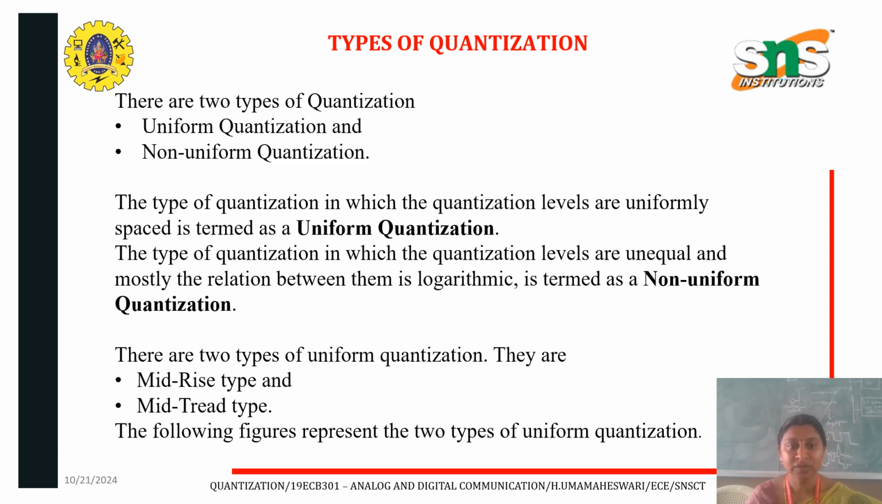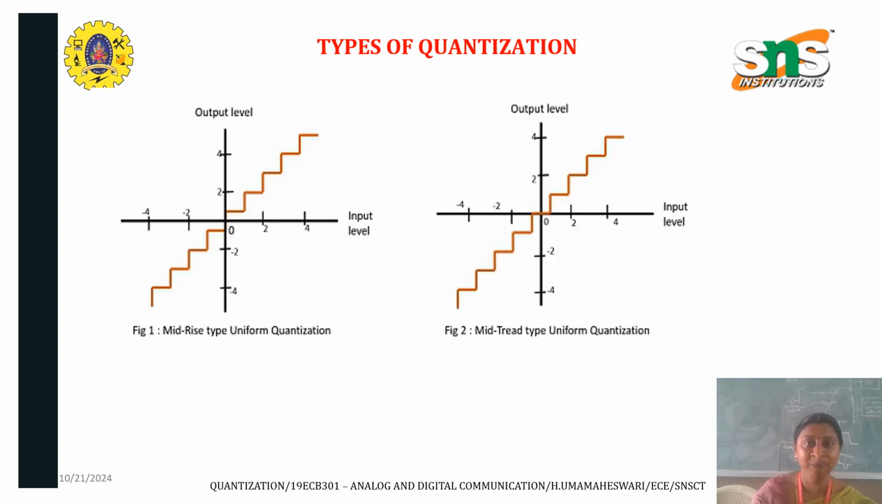There are two types of quantization. One is uniform quantization, and the other is non-uniform quantization. In uniform quantization, the quantization levels are uniformly spaced. The type of quantization in which the quantization levels are unequal, and mostly the relation between them is logarithmic, is called non-uniform quantization. There are two types of uniform quantization. One is mid-rise type and the other is mid-tread type.